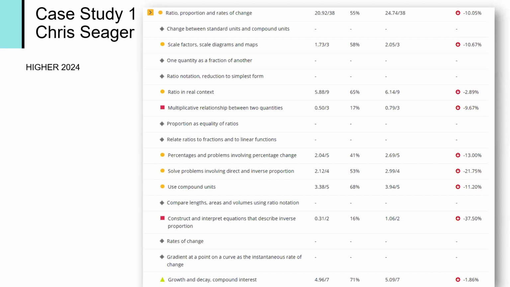Ratio and proportion. First of all, let's look at the skills map. Let's look at higher versus foundation: the same student, the same year group, having a slightly different journey. So this opened up my conversation, like we were talking just before. Why are they weaker on higher? Is it necessary that they're worse in these topics on higher than they are on foundation?